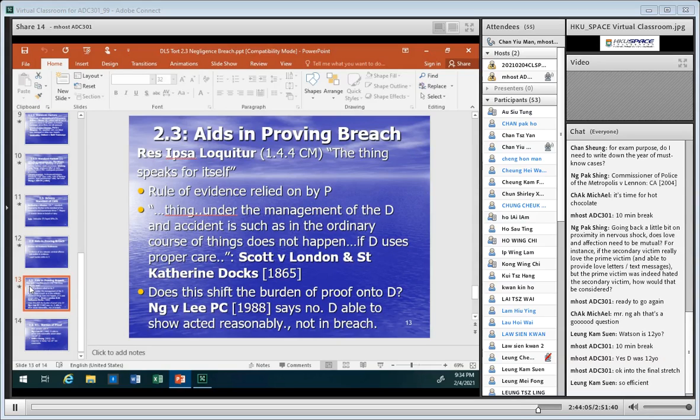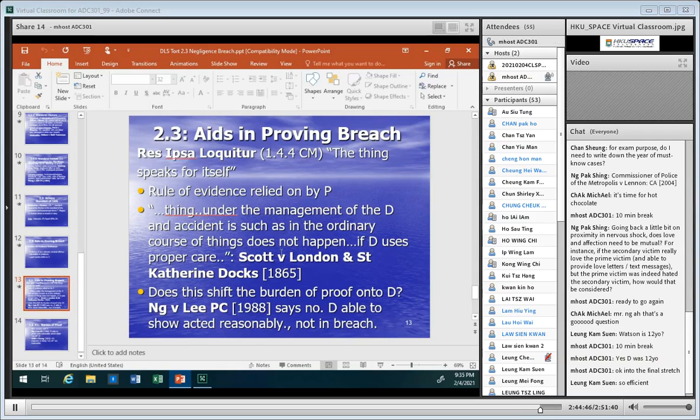Now, an important point to make, a little bit of a technical point, but a good one. If you can establish res ipsa loquitur, that does not reverse the burden of proof. Unlike section 62 of the Evidence Ordinance, in which the burden of proof is reversed and put on the defendant, the burden of proof remains with the plaintiff, and it is possible for there to be evidence to prove that there is no liability. And the leading case on this is a case of Ng Chun Pui v Lee.